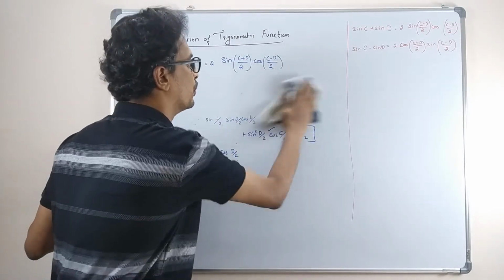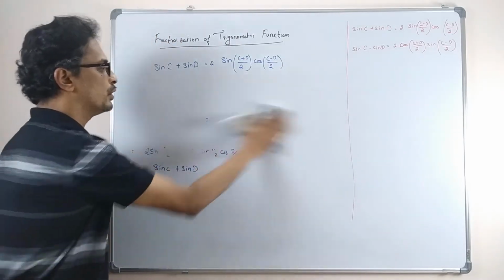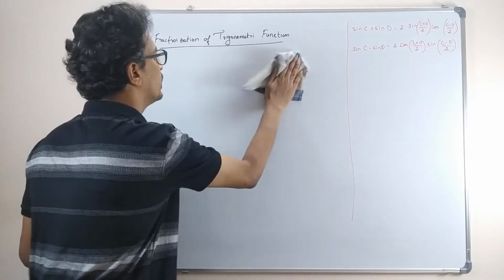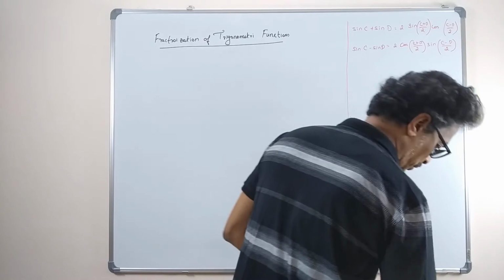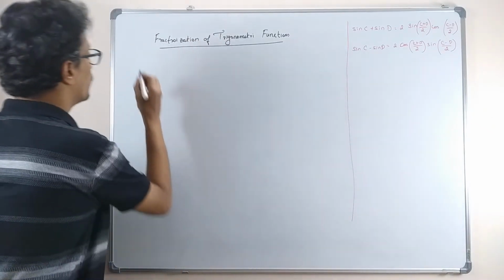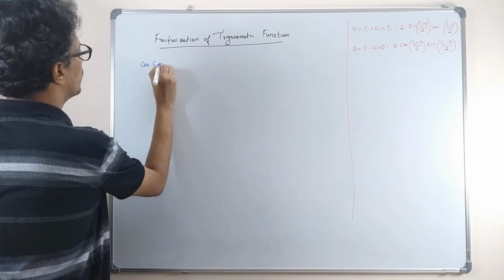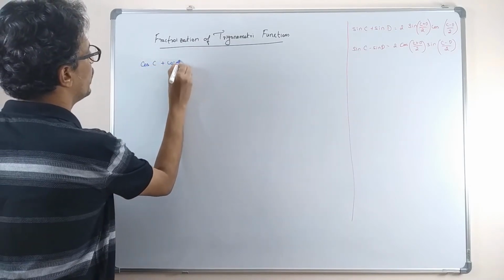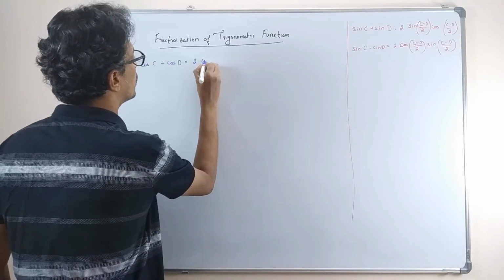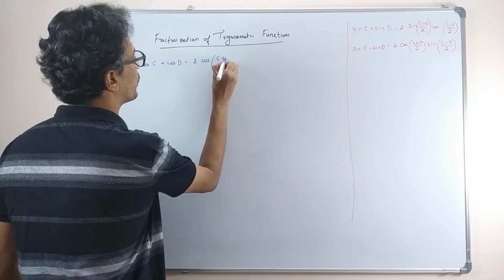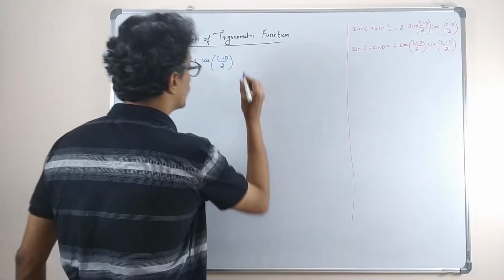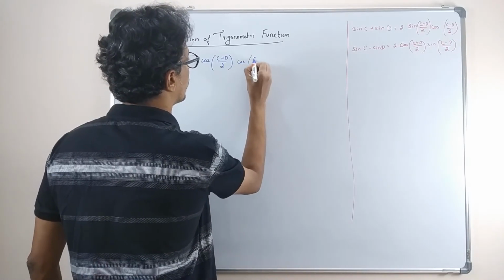factorization formulas. Okay, so now let us do it for the cos also. We did for summation of two sine angles, so let us do for cos C plus cos D. So cos C plus cos D will be equal to 2 cos (C plus D)/2 into cos (C minus D)/2.